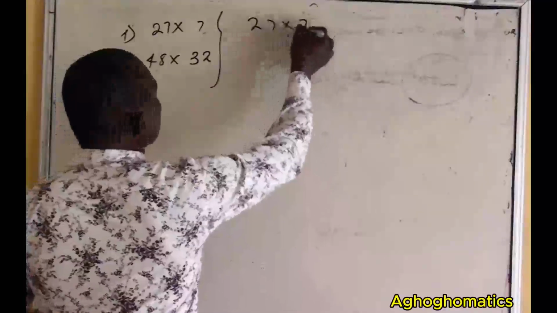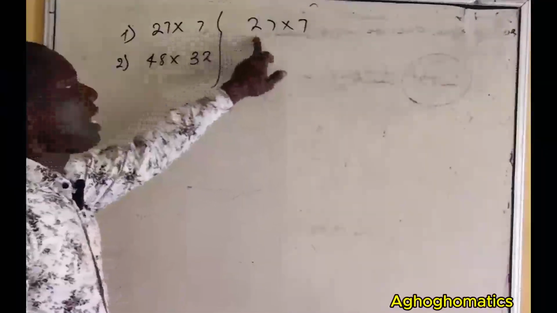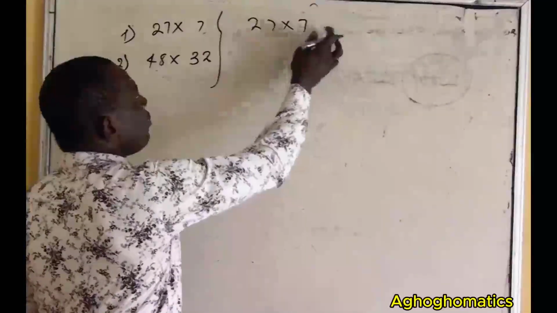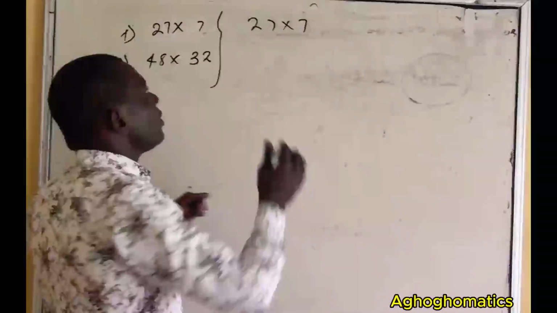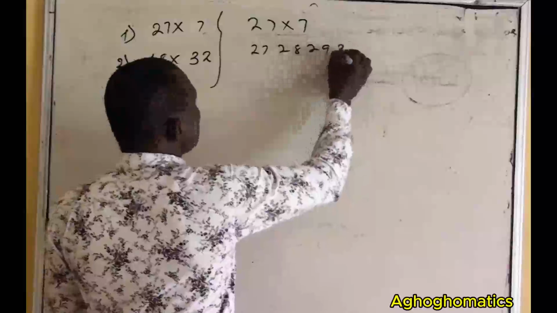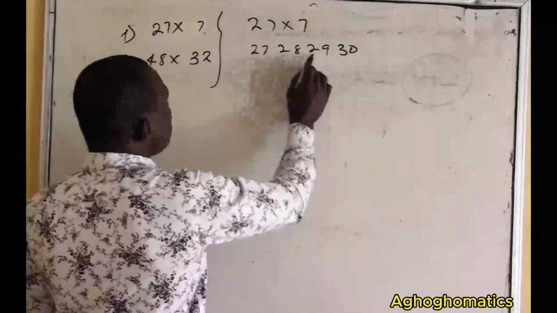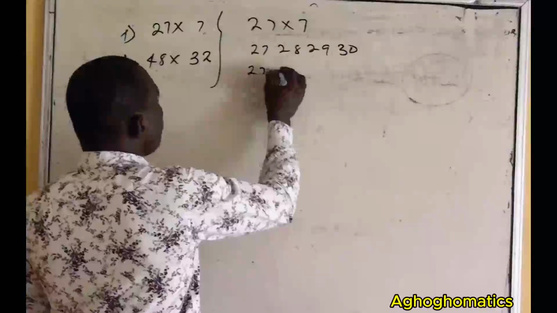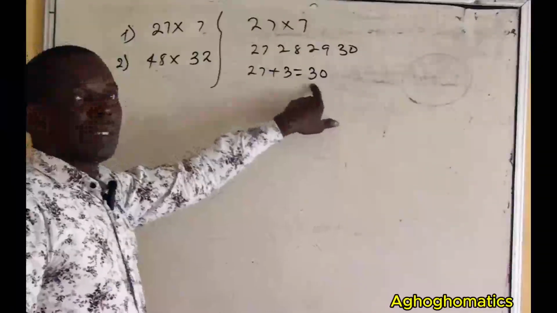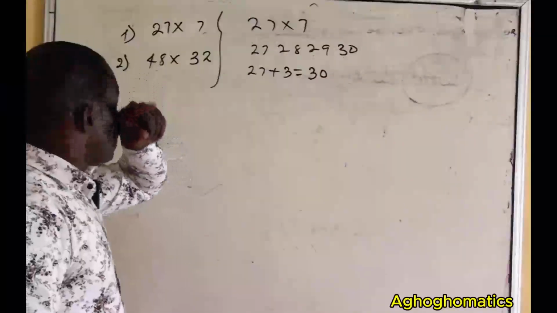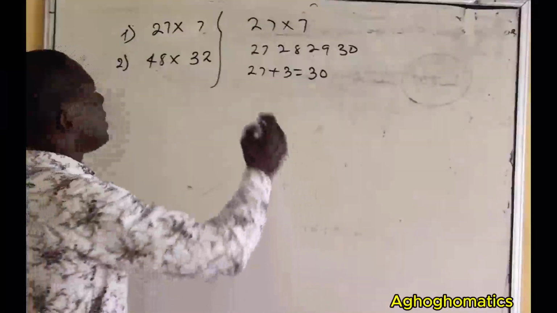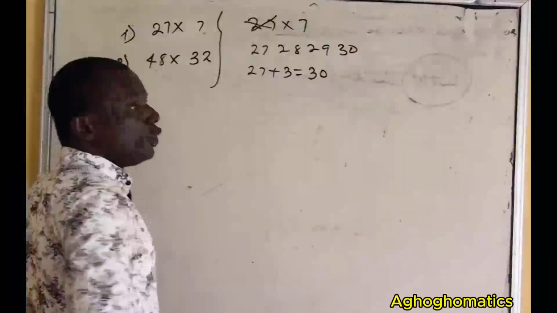Let's look at the case of 27 times 7. Now let's look at 27 here. How many numbers do we need to count from 27 before we get to a multiple of 10? From 27: 28, 29, 30. We counted 1, 2, 3. So 27 plus 3 makes 30. Once the number you added gives you a multiple of 10, the original number is no longer useful anymore.